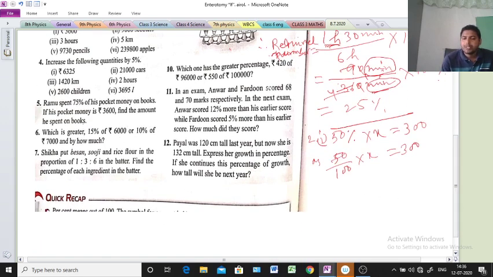Okay, now we cancel it. See, 50 twos are 100. So we are getting 1 by 2 into x equals 300. So x equals what? This 2 will go to the right hand side, because in the numerator only 1 is there. And 2 was in the denominator, so it will come to the numerator. So 300 into 2 means 600. That is the value of x. Understood? Clear or not?